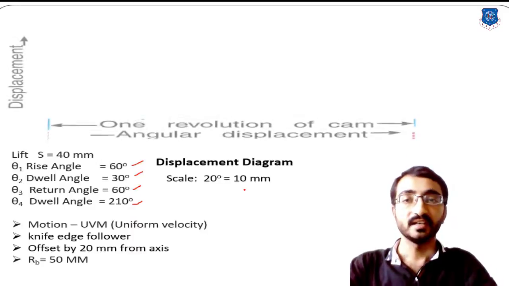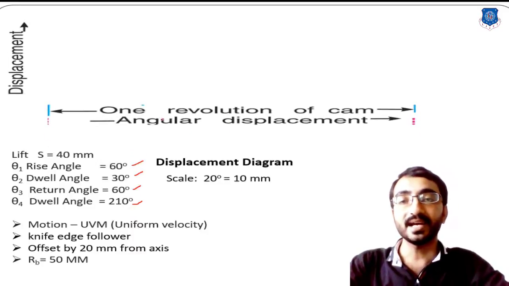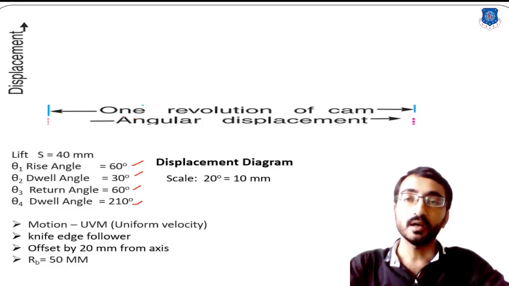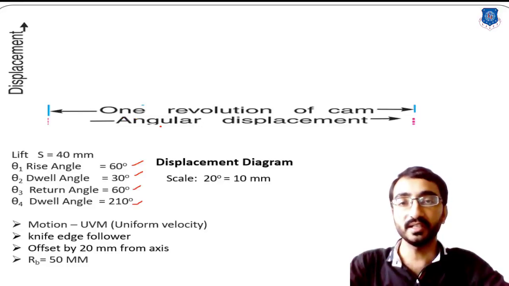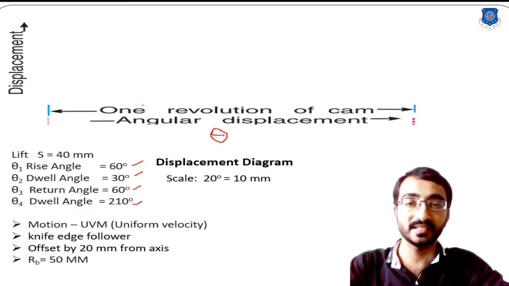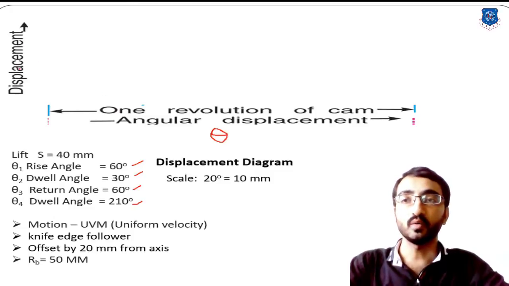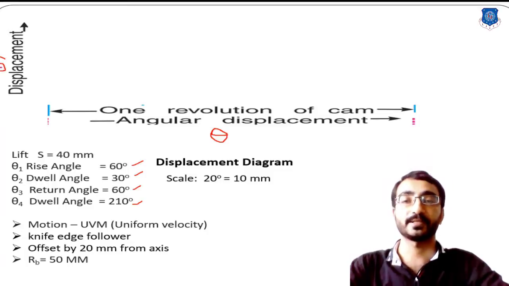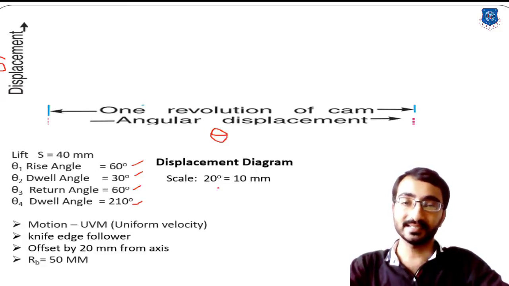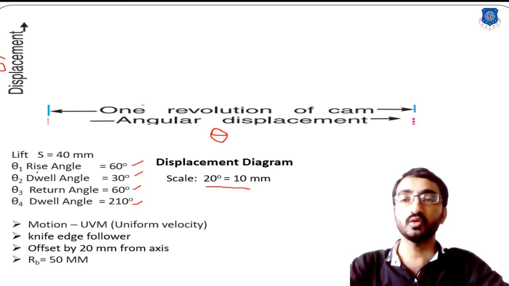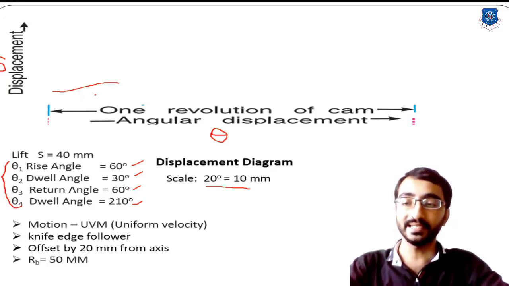Okay, so over here we have to plot the displacement diagram in which on x-axis we have to plot the one revolution of cam, or we can say angular displacement, or we can simply say the theta, and on a vertical axis, that is for displacement, or we can say the stroke, or we can say lift. Okay, now to represent it on horizontal scale, let's consider 20 degrees equal to 10 mm. So here the total one revolution will be of 360 degree.